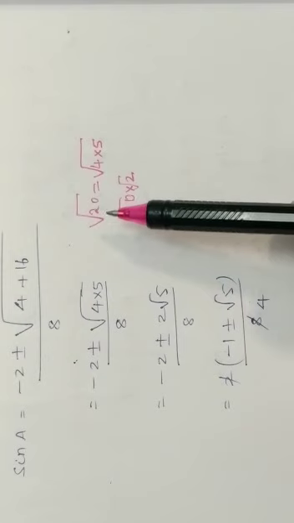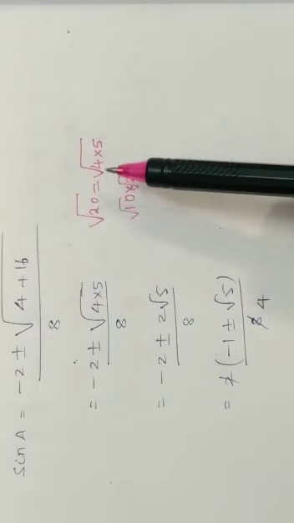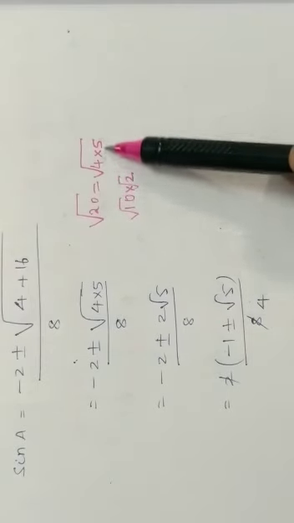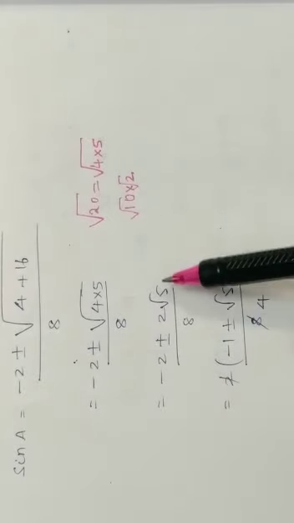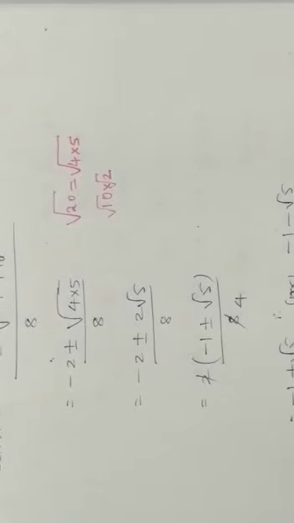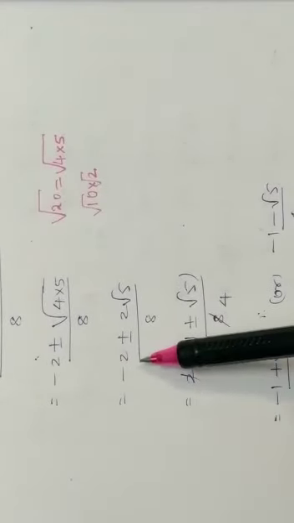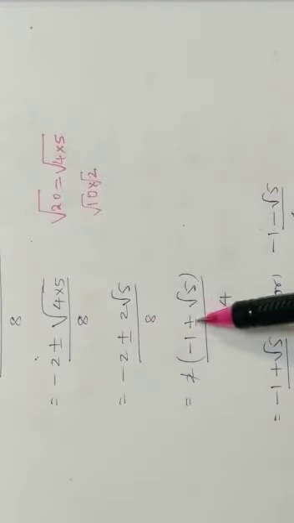Once again, if you want to split, you have to split it as 4 into 5, in such a manner that one should have a root value. 4 has root. How much? 2. Root 5 remains as it is. If you split like the other way, both don't have root values. Right. We come into the problem. Take 2 common. Minus 1 plus or minus root 5 by 8. 2 fours are 8, cancel, 4.